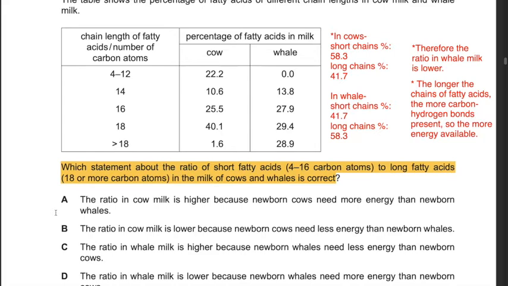The ratio in whale milk is lower because newborn whales need more energy than newborn cows. Over here, you simply have to go through the percentages, check which ratio is lower, then finally come to a conclusion based on which one has longer chains, and the one having longer chains will have more energy available because the longer the chains of fatty acids, the more carbon to hydrogen bonds available. Therefore, the answer is D.